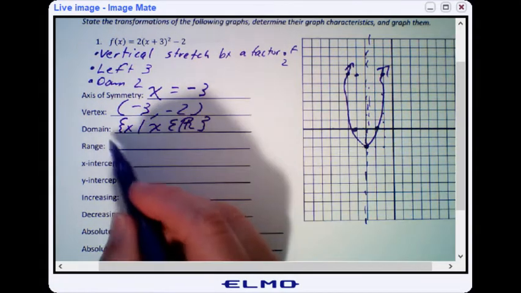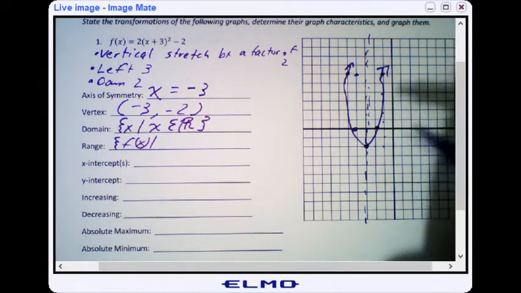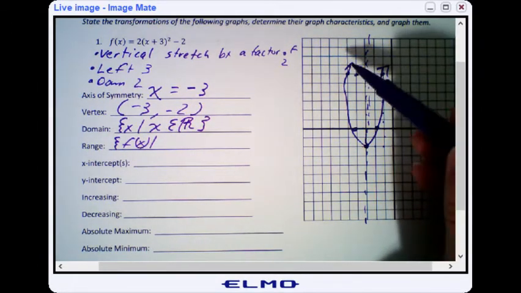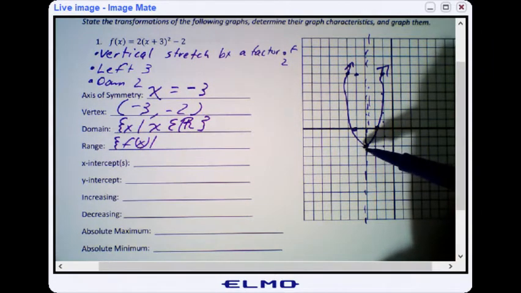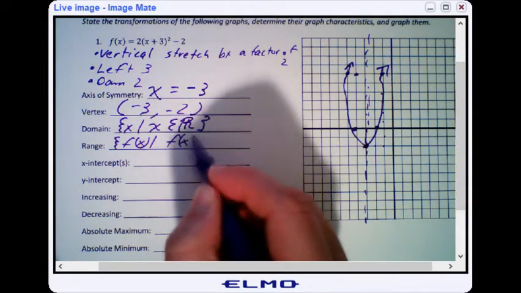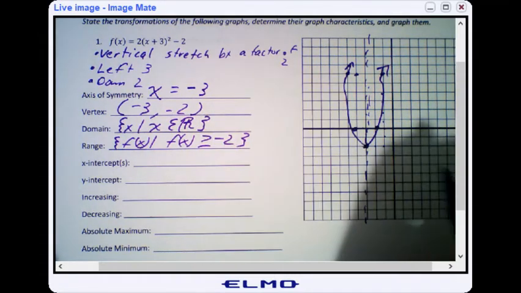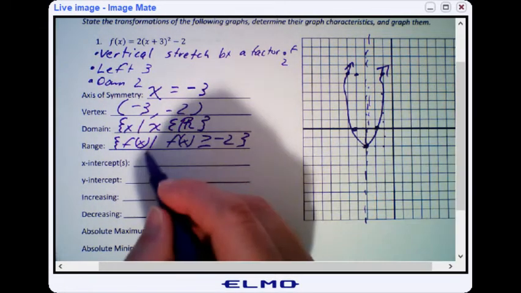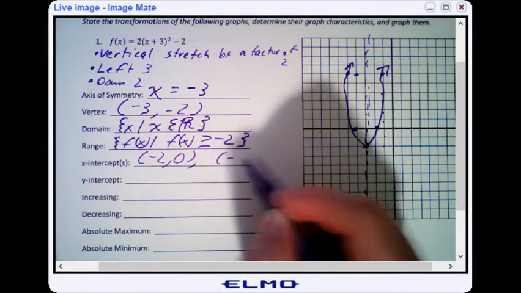For the range, that's my y values. So we're talking about how far down and how far up. I can go up forever because I have arrows pointing up. However, this is my lowest point. Since that is my lowest point, f of x or y is going to be greater than or equal to -2. My x-intercepts here are going to be (-2, 0) and (-4, 0).